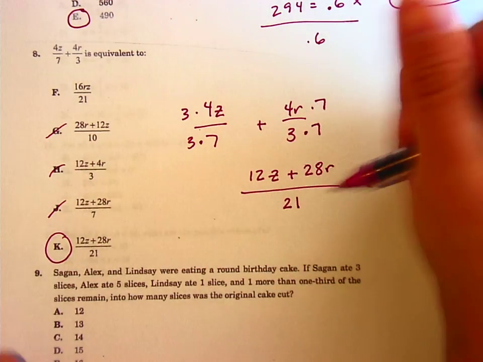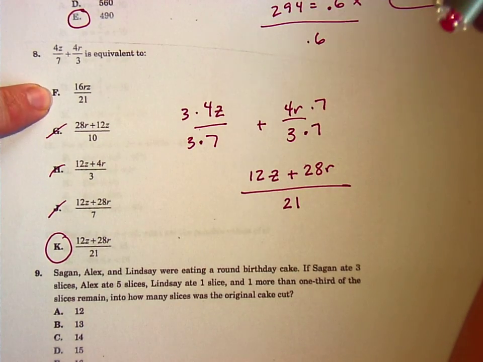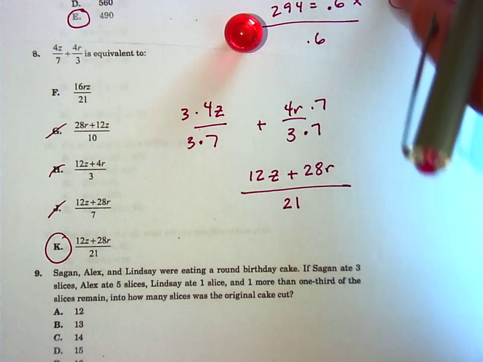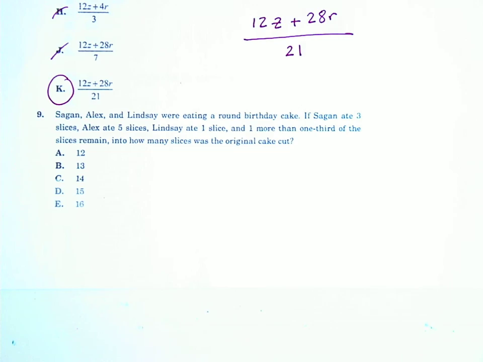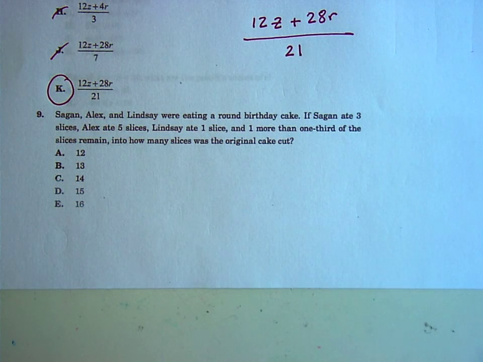And you can't combine the Z's and the R's together like they tried to do with this F one, because you're adding, and you can only add common denominators. You could multiply them together and make them look like that.